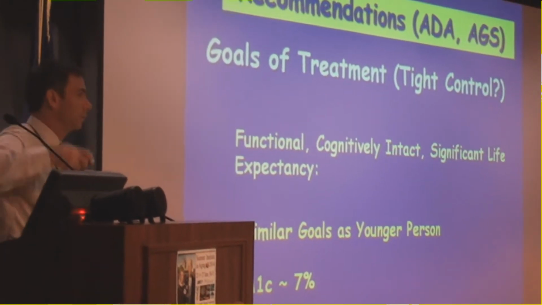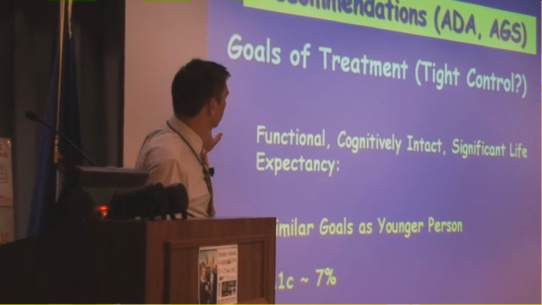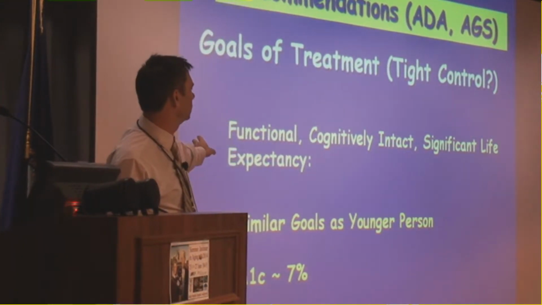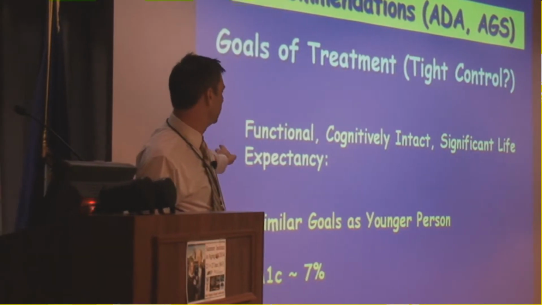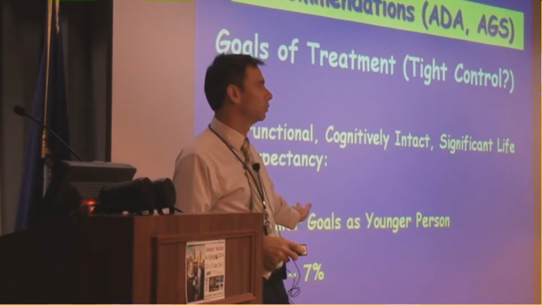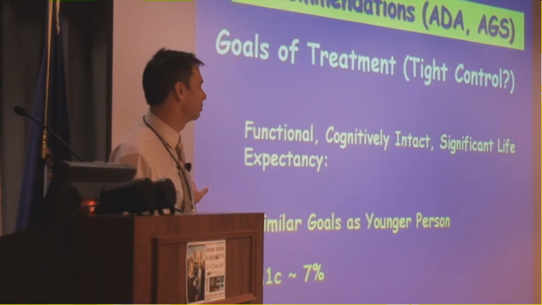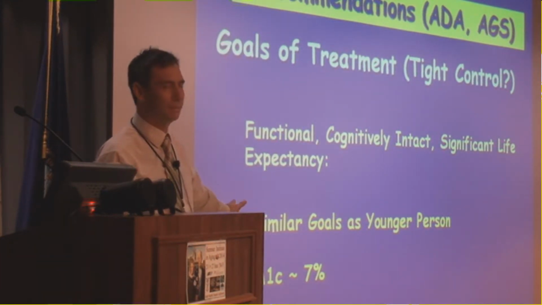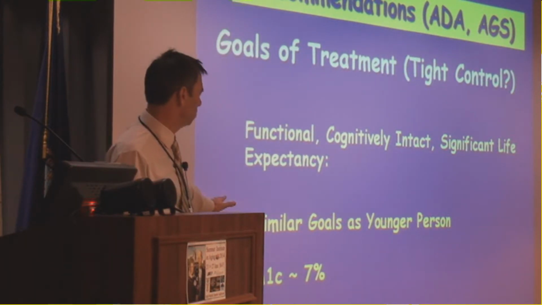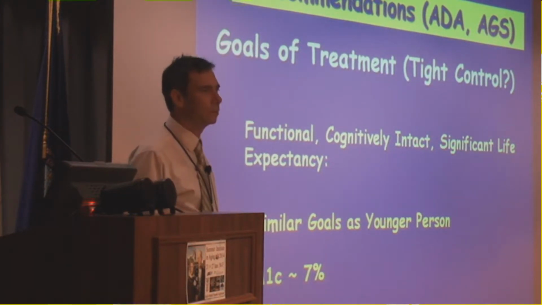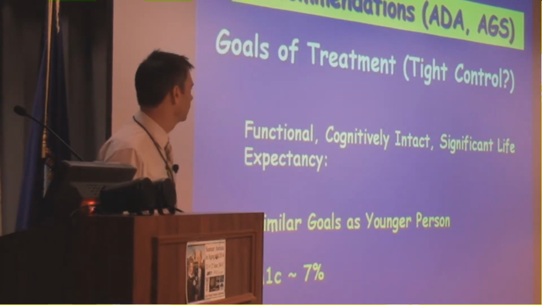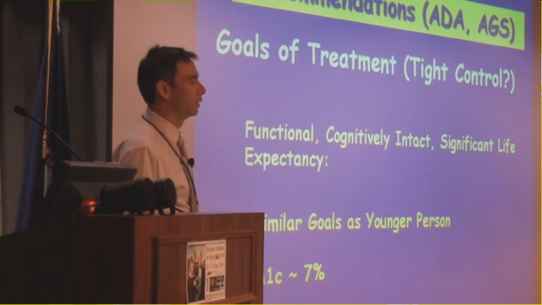So in general, for older people that are functional, cognitively intact, with a significant life expectancy, the goals that we follow are relatively close to a young person, with an A1C of about 7. In a young person, typically we would say 6 to 6.5, but I think 7 is reasonable for an older person who has a significant life expectancy and functionally is doing well.